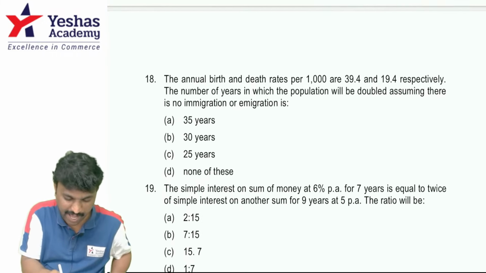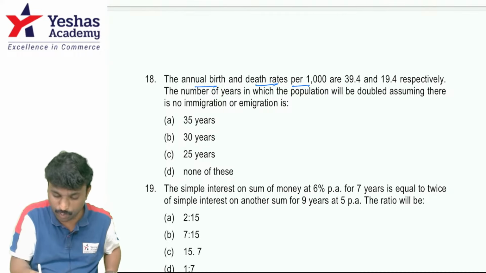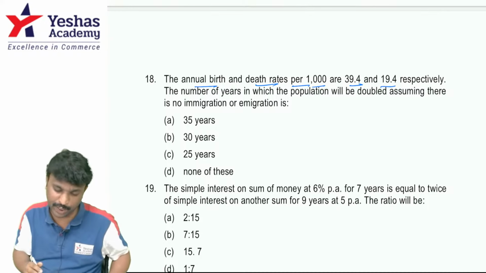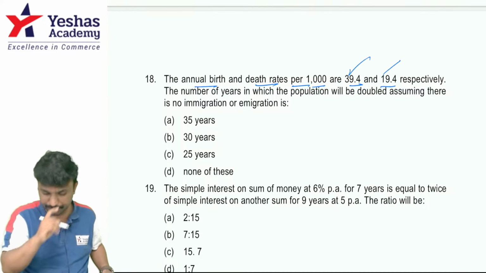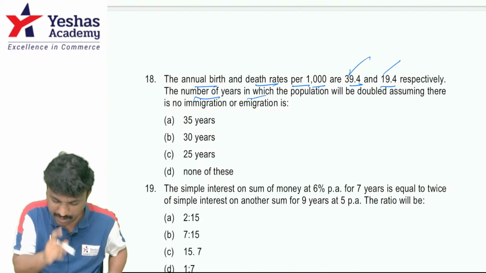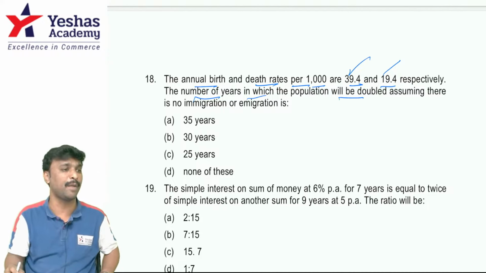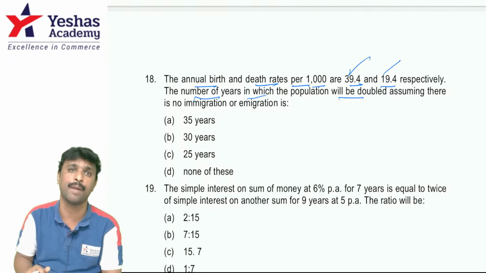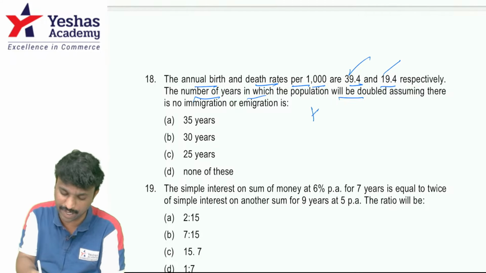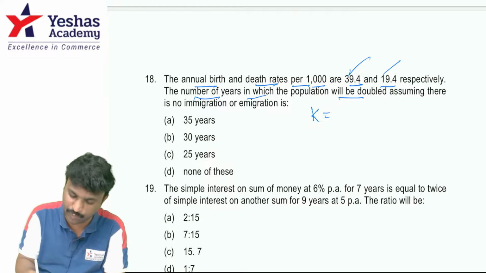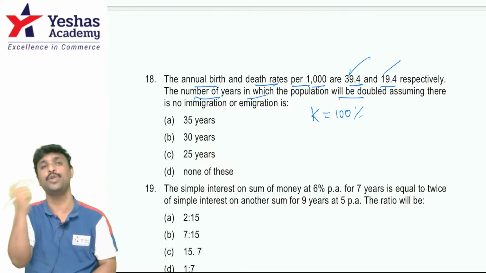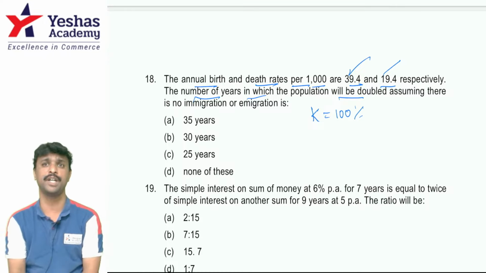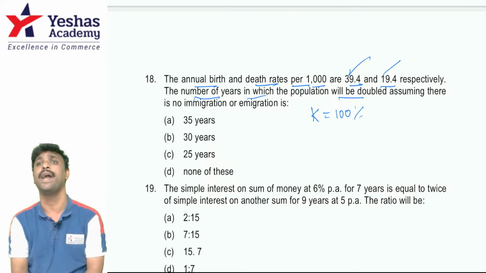Moving on to the next question. The annual birth and death rate per 1000 are 39.4 and 19.4 respectively. The birth rate and the death rate are given. The number of years in which the population will be doubled. What do you understand by population will be doubled? So please understand, population is doubled means amount is 2 times the principal, and you can actually write k. k is equal to 100%. k is total increase in the population. So if the population doubles, definitely increase in the population is by 100%.